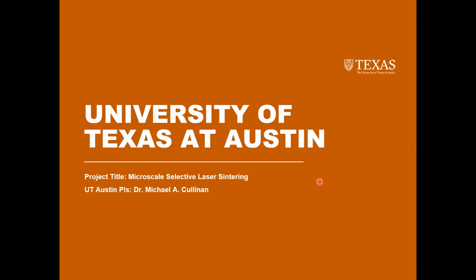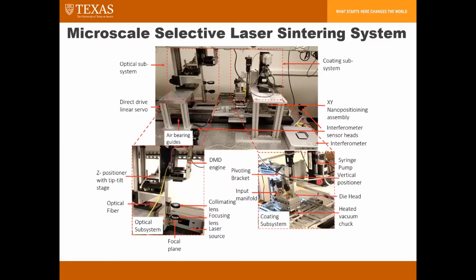Today we'll be going a little bit over the Microscale selective laser sintering project. So here's an overview of the system. On the right over here, we have a slot die coating system, which lays down a thin layer of nanoparticle ink. Right now we're using copper and silver. That's laid down onto a substrate, which rests on top of this nano positioning stage here in the middle.